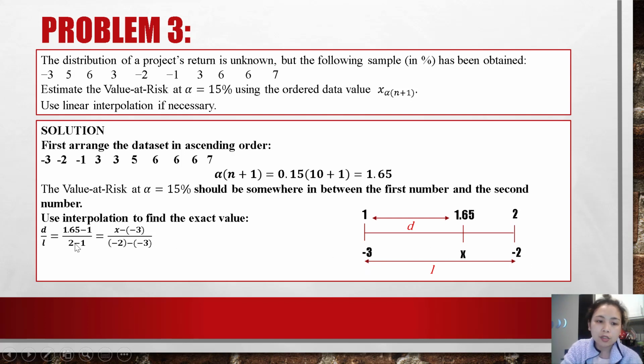And from here we just have to solve for x, and we get 0.65 is equal to x plus 3, which means x is -2.35 in percentage. Here all of these numbers are in percentage. That's why I keep percentage here for the units of measurement.